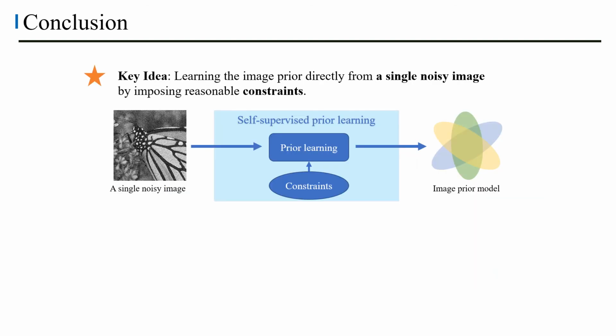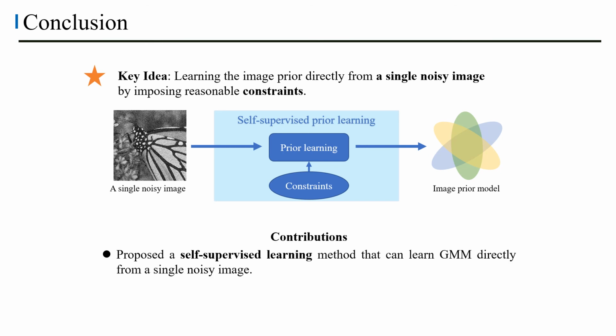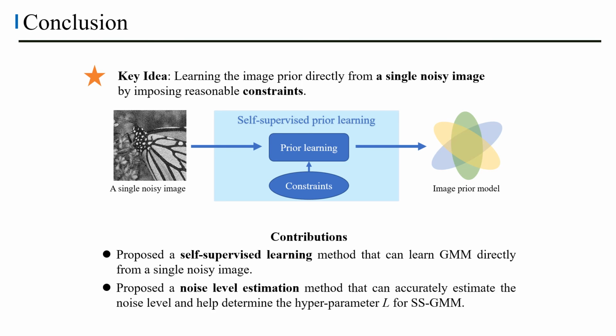In this work, we propose a key idea that we can learn the image prior directly from a single noisy image by imposing reasonable constraints. Under the guidance of this key idea, we have successfully proposed a self-supervised learning method that can learn GMM directly from a single noisy image. Besides, we also proposed a noise level estimation method that can accurately estimate the noise level and help determine the hyperparameter L for our proposed self-supervised learning method.